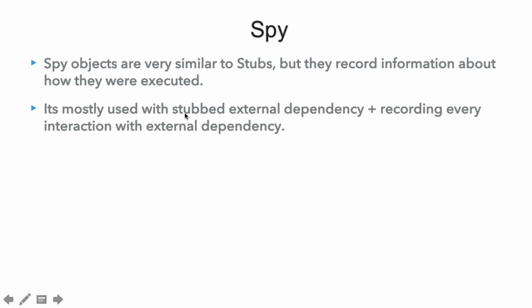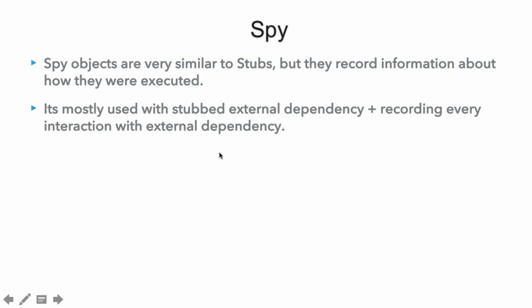The SPY is mostly used with the stubbed external dependency, plus recording every interaction with it. In our previous lecture we saw how the stub test double works when we want to unit test a system. SPY works in a similar way. We usually stub the external dependency and the only capability we add is recording every interaction with it. We keep track of the interaction in order to test the behavior verification of the class under test.